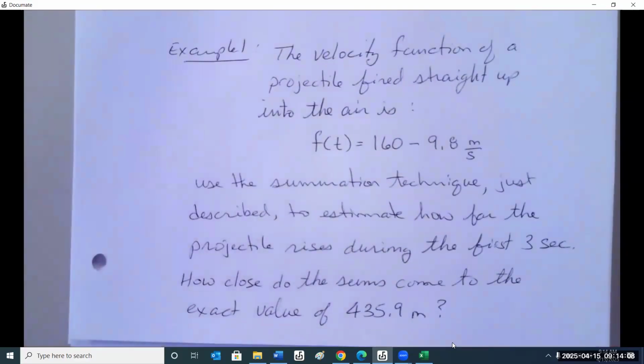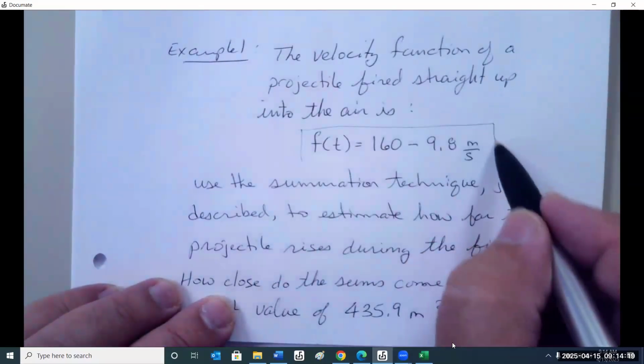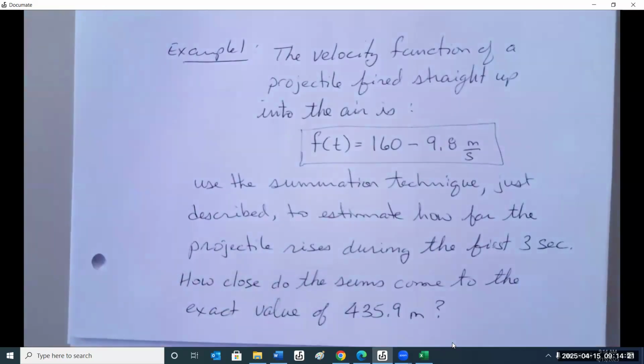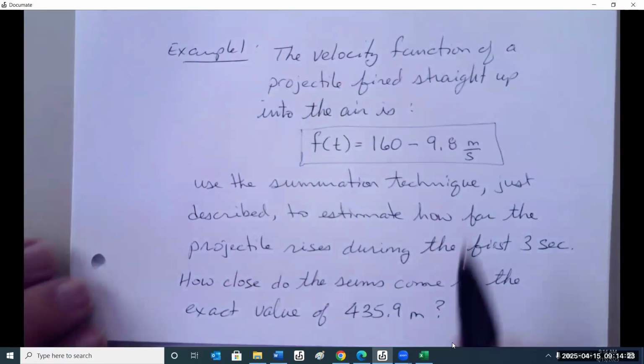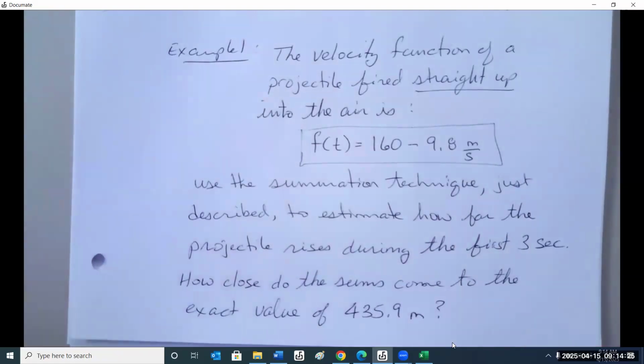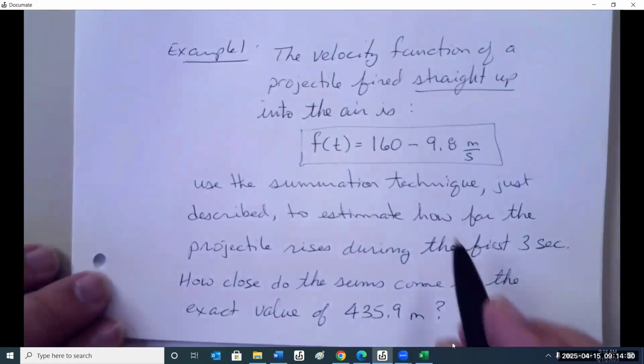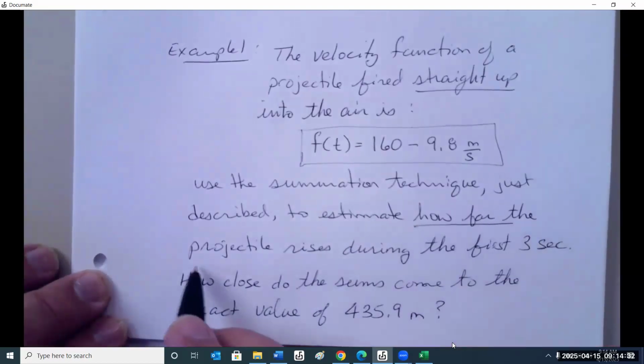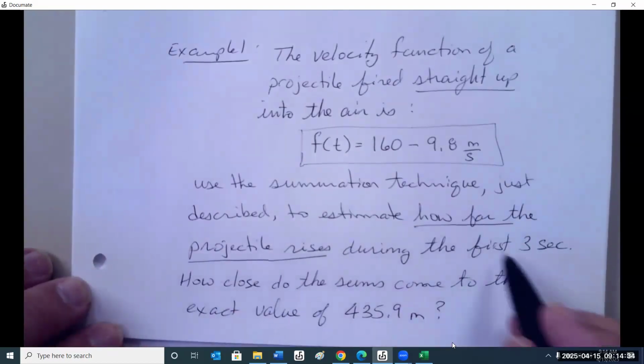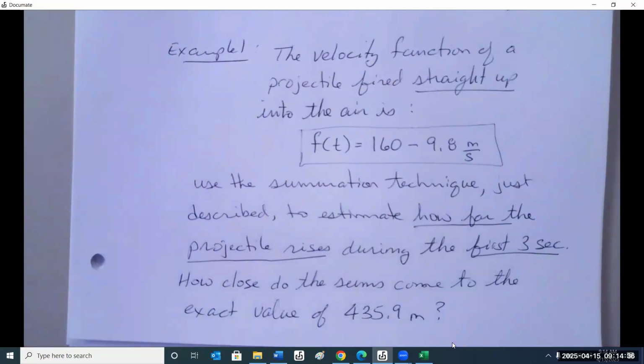All right, that's a lot of writing, a lot of reading. Now we got to put it together. So what do we know? We have to use this function. We know it's fired straight up. And we're looking at how far the projectile rises in the first 3 seconds.